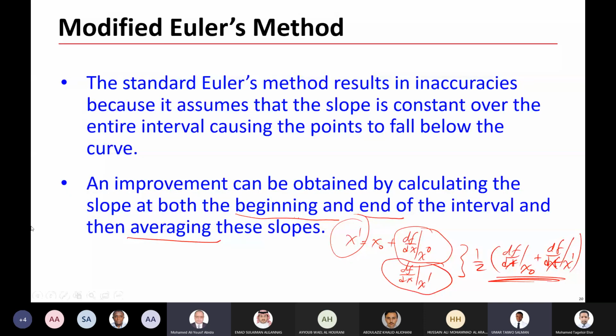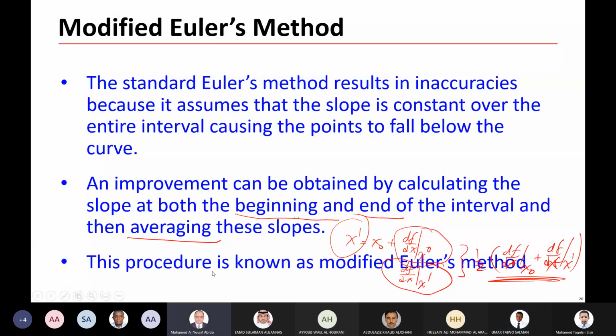Okay, let us continue with the modified Euler method. This procedure is known as the modified Euler method. Sometimes it's called the second order Runge-Kutta method. And it uses two approximations to calculate the slope at the beginning and at the end of the interval.